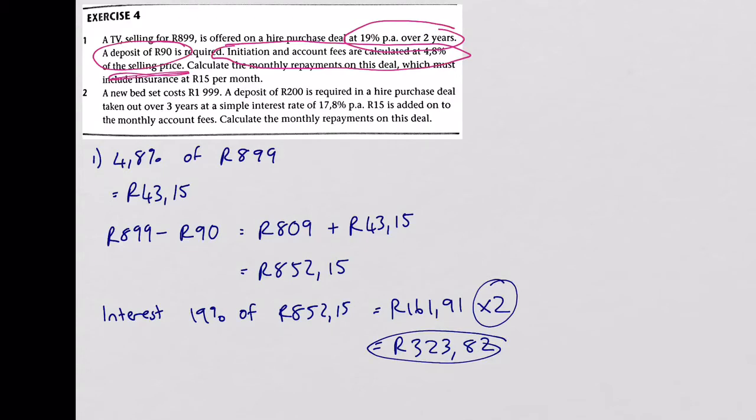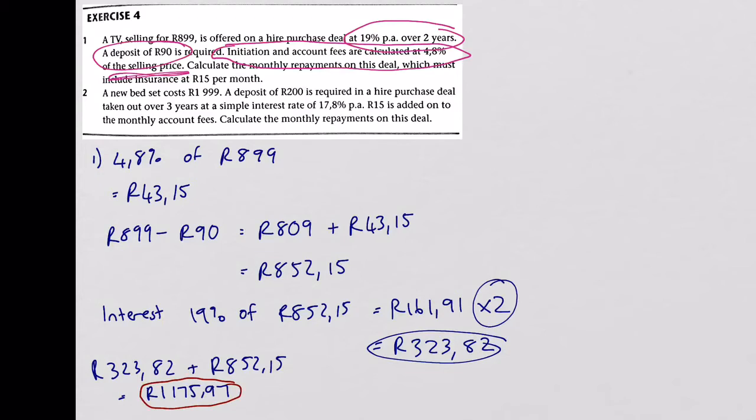So now we need to add that interest, 323 Rand and 82 cents, to the loan amount, which was 852 Rand and 15 cents, and that gives us a total of 1,175 Rand and 97 cents. This represents the total that she has to pay over 2 years.